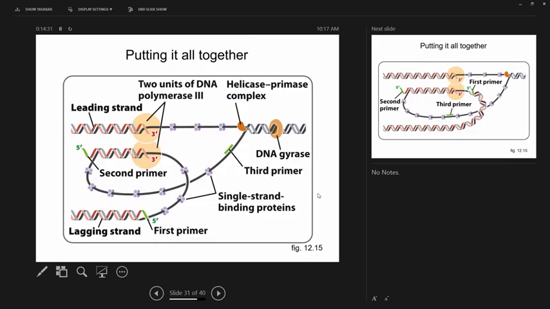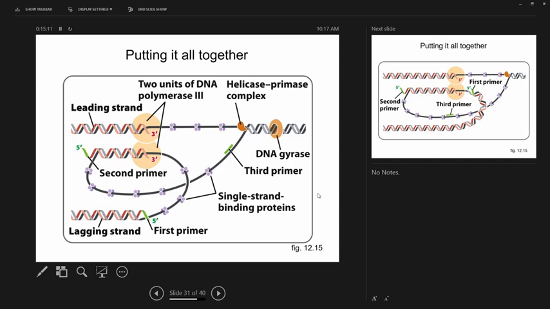All right, so let's go through and look at this all together now. So here is a replication fork. Remember, one fork at each side of a bubble. This is the fork going from left to right. There's going to be another fork over here going right to left, and everything that happens on this one is going to be just the opposite on the other one. So the helicase is up here, and it's not shown, but primase is always hanging out with helicase and rides along with it.